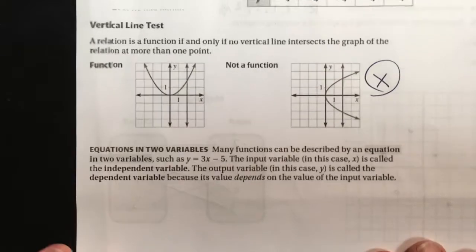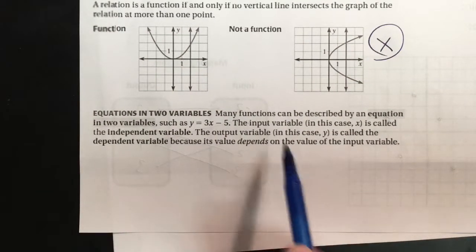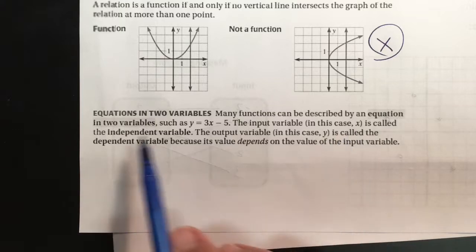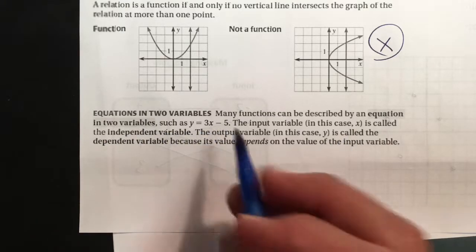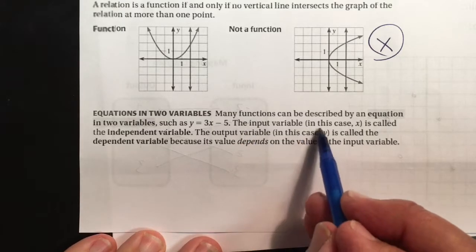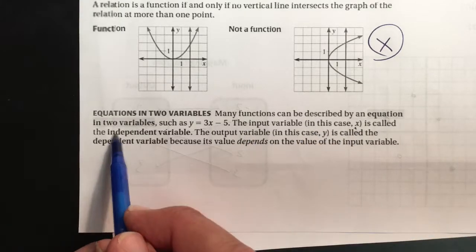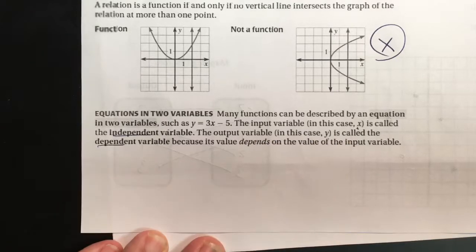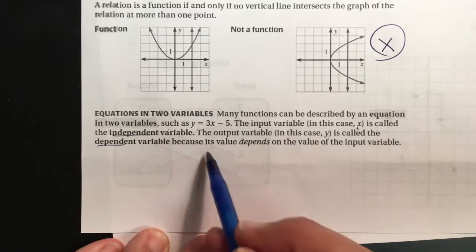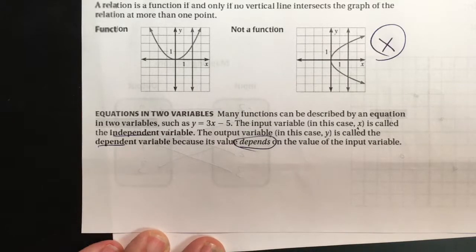All right, equations with 2 variables. Many functions can be described by an equation in 2 variables, such as y equals 3x minus 5. The input variable, in this case x, is called the independent variable. The output variable, in this case y, is called the dependent variable, because its value depends on the value of the input variable.